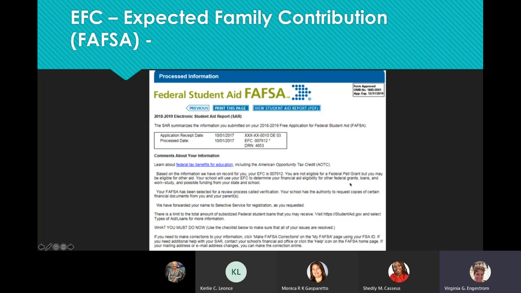Okay, so going to EFC. You may find your EFC on your letter, but you can also find it on your SAR, the student aid report from your FAFSA. The EFC is the expected family contribution, meaning that according to your income, how many people are going to college, the age of your parents, and other factors, the federal government believes that your family could be paying this. This is not what you will be paying; it's what you will have the ability, according to them, to pay. So this is your expected family contribution.